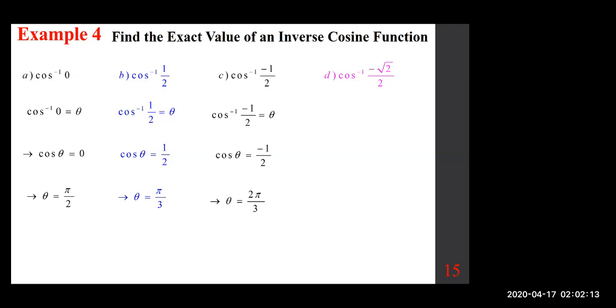What is cosine inverse of negative square root of 2 over 2? We set it equal to theta, and we say cosine theta is that. So let's discuss the positive square root of 2 over 2. Cosine theta is equal to square root of 2 over 2, and theta is pi over 4. This is negative. It takes us to the second quadrant. Pi minus pi over 4 is the answer. Sounds good, class?